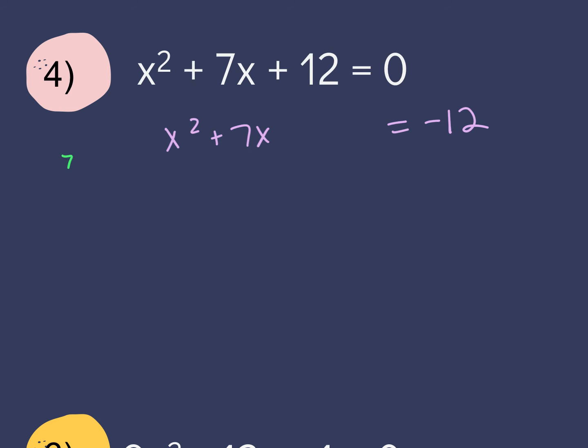Now I take my 7, I divide it by 2, I square it. I'm going to keep it as 7 over 2. I don't want you putting that as 3.5 and then dealing with decimals. You keep it the fraction, but it's going to stay as 7 over 2. Then I'm going to square it, which means square the 7, square the 2. So 49 over 4. That's what I'm going to add in here and add in over here.